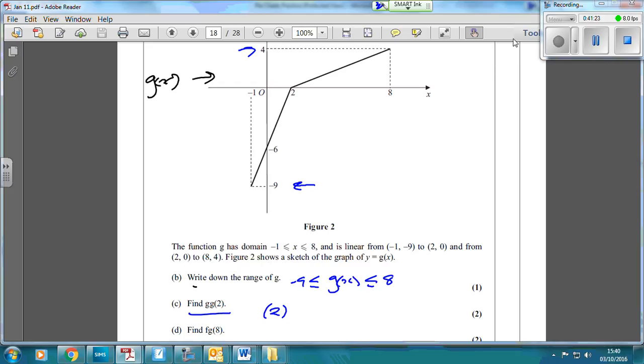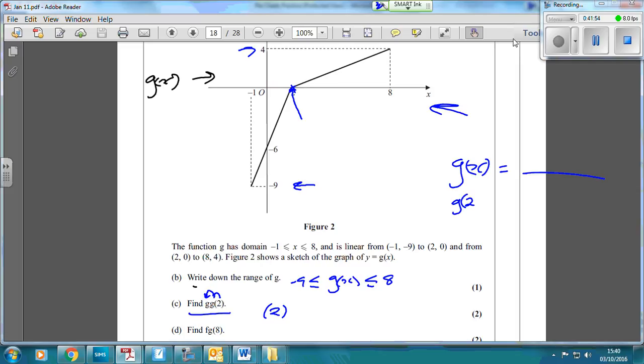We then substitute that in again. So here it's telling us to substitute 2 into our g function, find out what the answer is. Whatever that answer is, we substitute it back into the g function. The trouble is we don't have g of x equals something. But what we do have is we have the graph, and we can see that if we substitute 2 into our graph, when x equals 2, y is going to be 0.